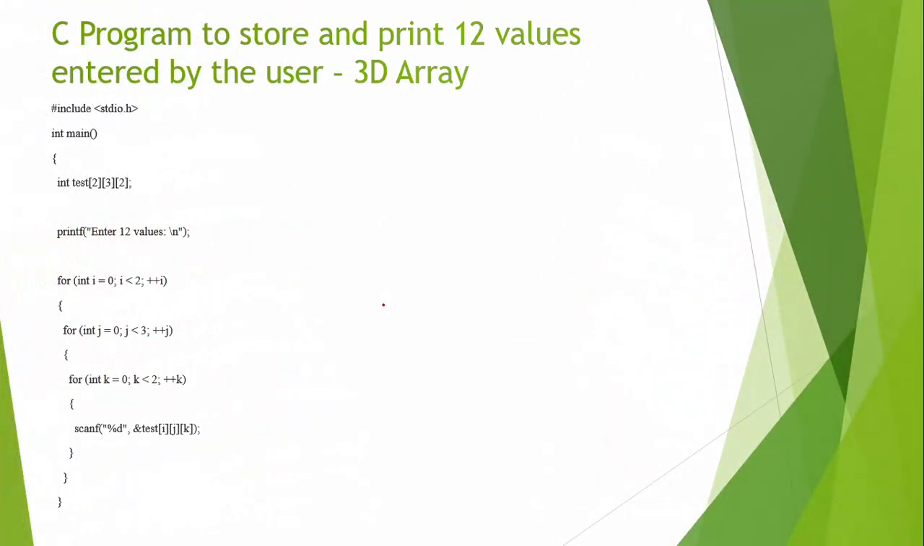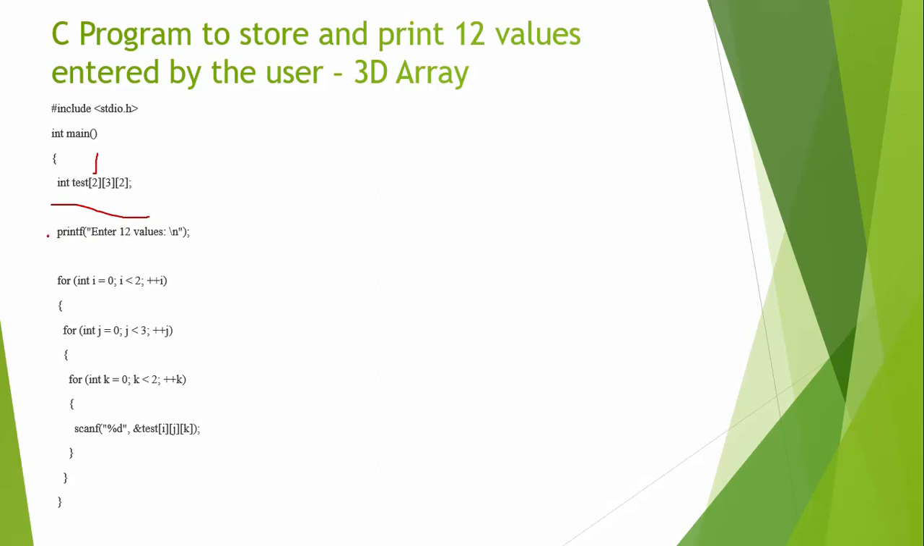Now we are going to see a C program to store and print 12 values entered by the user. So this is an integer array. Array name is test. 2 is the count of two-dimensional arrays. That is, we are going to have 3 cross 2 matrices. So 3 cross 2 will be 6 values. 6 into 2, 12 values are going to be taken from the end user. So totally we are going to enter 12 values.